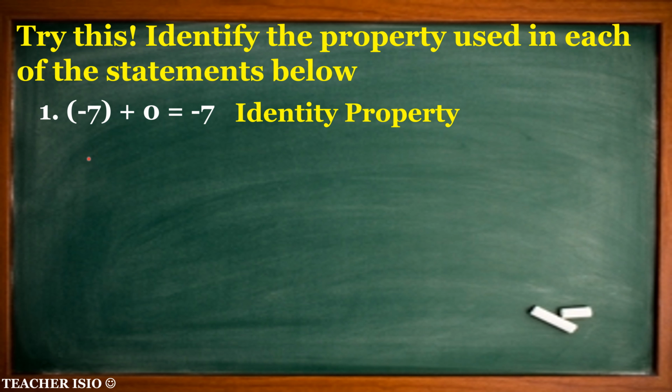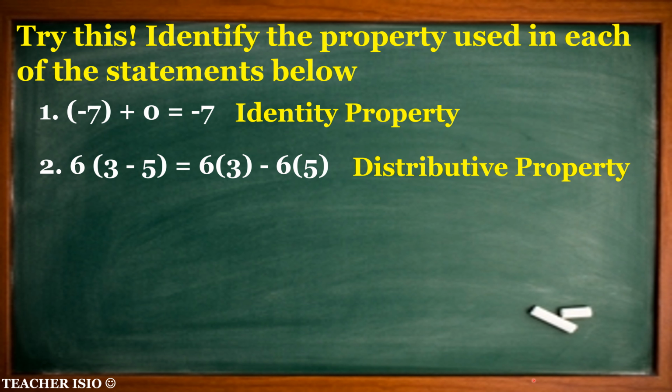Kasi as you can see, diba, we have negative 7 is still negative 7. Kasi baka malito kayo dun sa identity and inverse. Sa inverse, si 0 ang laging sagot, no? Let's have number 2. 6 times the quantity 3 minus 5 equals 6 times 3 minus 6 times 5. So what do you think is the property used in number 2? If your answer is distributive property, you're correct. As you can see, dinistribute si 6.